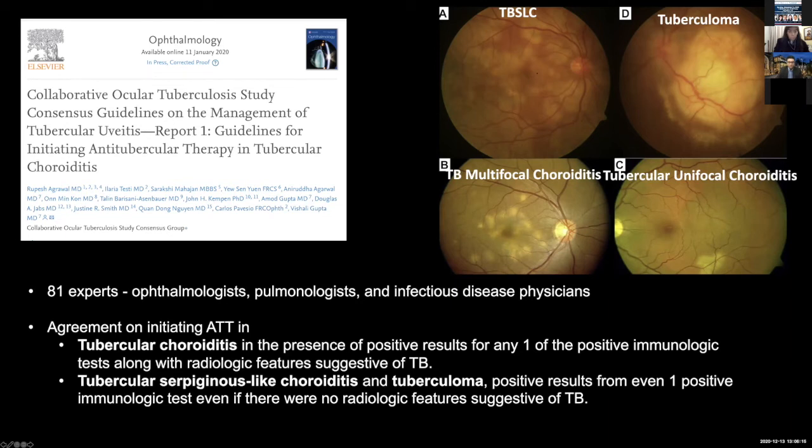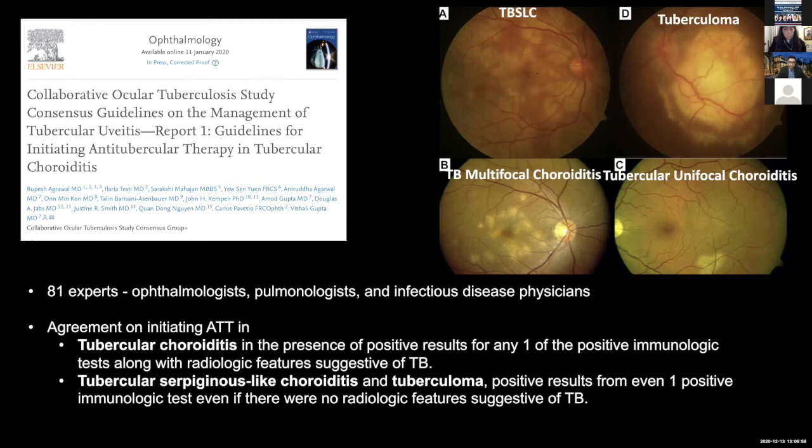And they agreed on initiation of anti-tubercular treatment in the presence of tubercular choroiditis. So when there is the presence of positive results from an immunologic test, whether it's the PPD test or Quantiferon Gold, but you also wanted to see radiologic features suggestive of TB. With the tuberculoma, like you can see in the image in the top right, and tubercular serpiginous-like choroiditis, there was recommendation to initiate anti-tubercular treatment even when there were no radiologic features detected that were suggestive of tuberculosis. And I think that's important in our practice patterns.